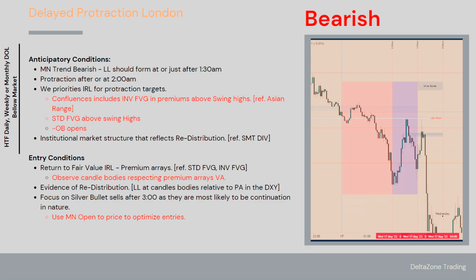We will prioritize internal range liquidity protraction targets. And what does this mean for us? Well, we want to sell short at premium arrays. We want to note any imbalances above swing highs, as they will represent both liquidity and imbalances. Liquidity, so the redistribution model can unfold, and fair value gaps, so that the algorithm can balance inefficiencies, both of which represent the highest degree probability for reversal.